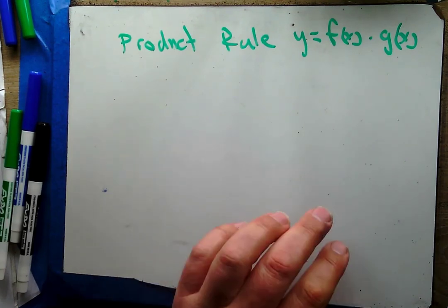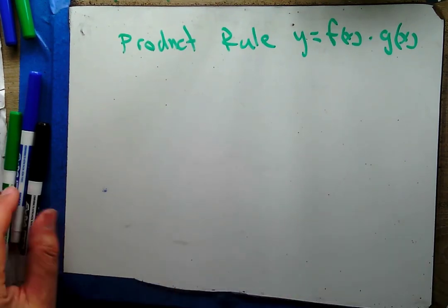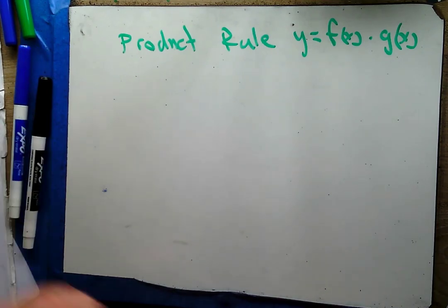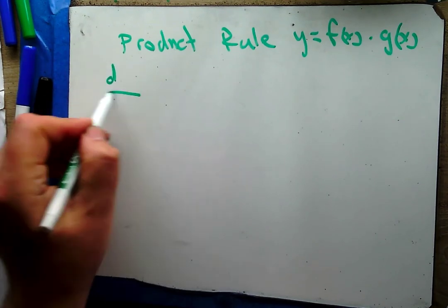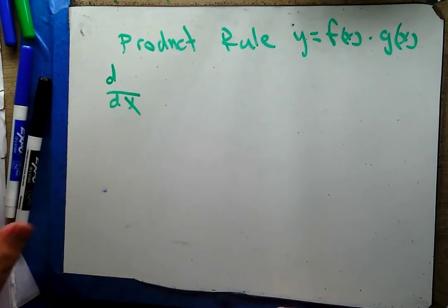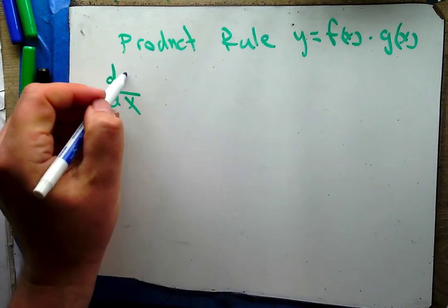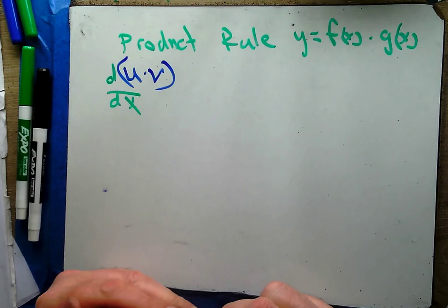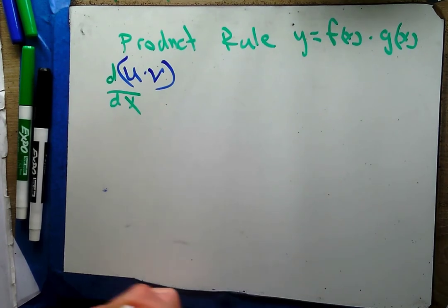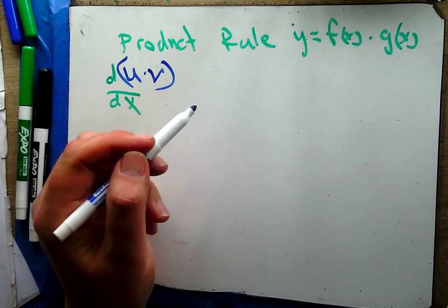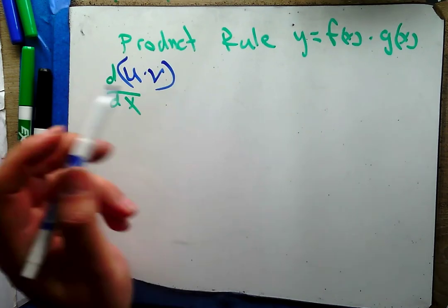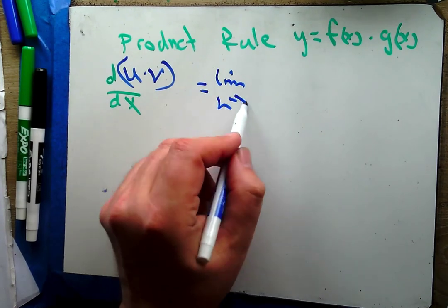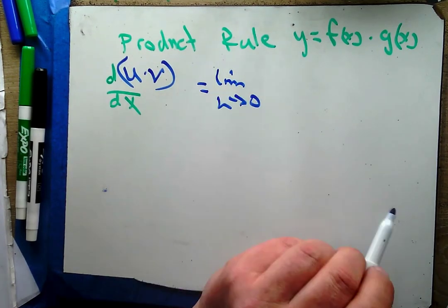Okay, so in this case, we're talking about taking the derivative with respect to x of a product of functions of x. Let's say u is a function of x and v is a function of x. Okay, so we're taking this, and the way I can do this is I can actually use my limit definition of the derivative to show you.